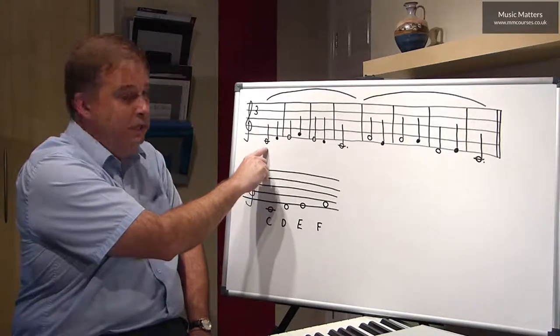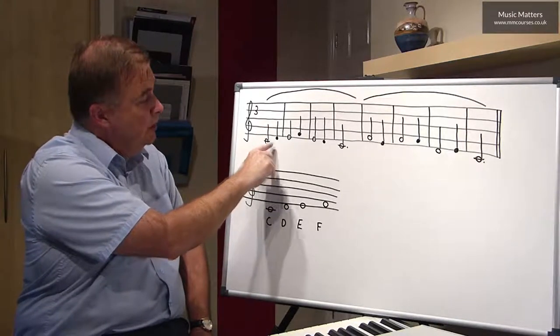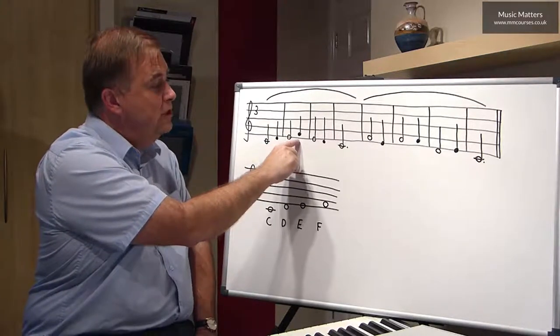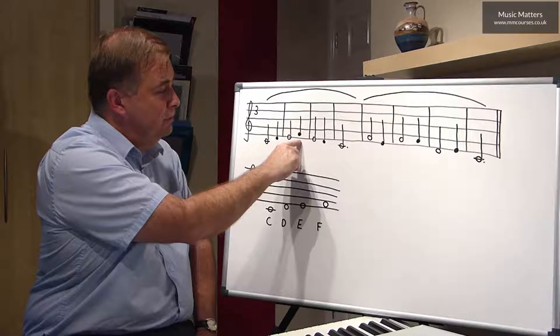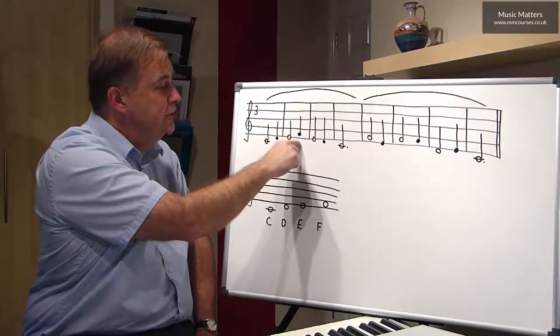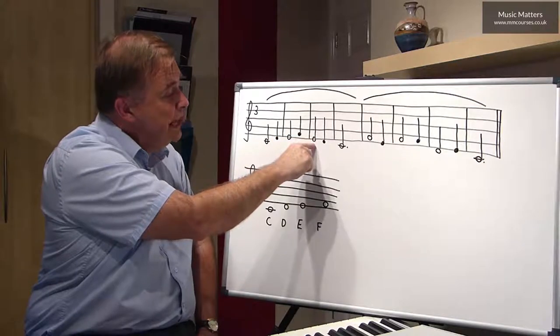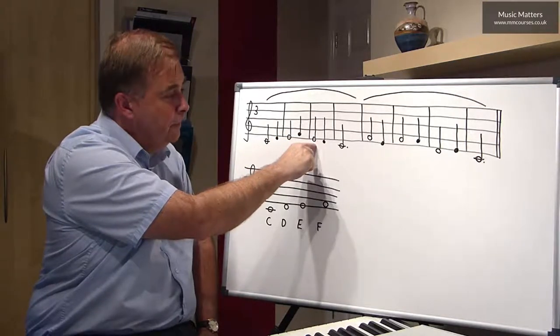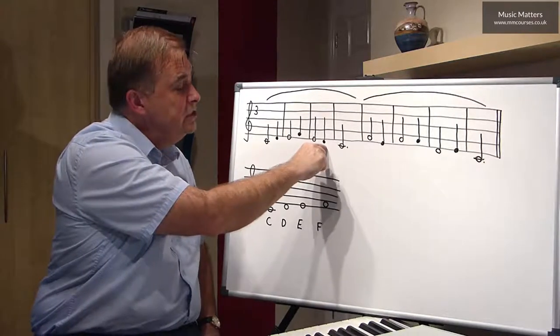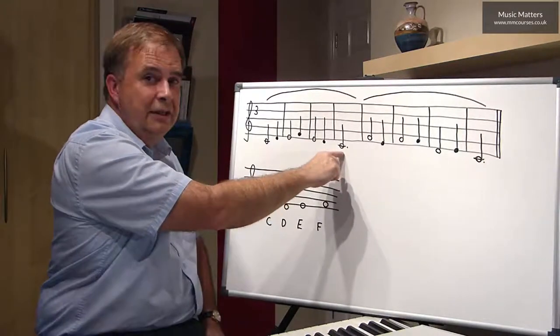Here's C, the one with the line through. We're going up one to D, up one to E, up one to our new note F, look. That's the note in the bottom space of the actual stave. Then we're coming back down one to E. We're coming down again just by step to D. And we're stepping down again to C.